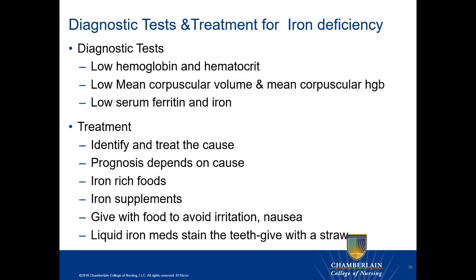So, as in anything, the treatment is to assess and find out what's causing it, and then treat the cause. We'll be supportive of the anemia symptoms until we can find out the cause and treat the cause. Prognosis depends on cause. If it's cancer, the prognosis may be a little different than if it's just a dietary thing. We can give iron-rich foods and iron supplements. If those make a difference, then it's probably just an iron deficiency anemia.